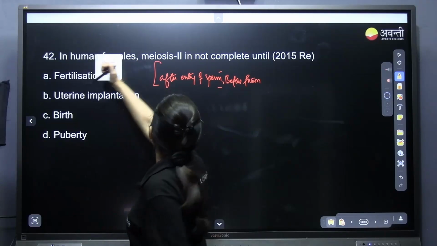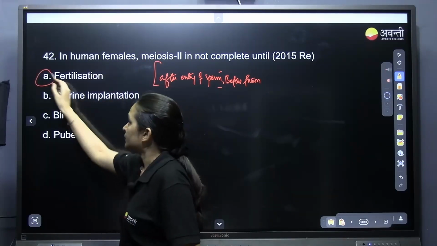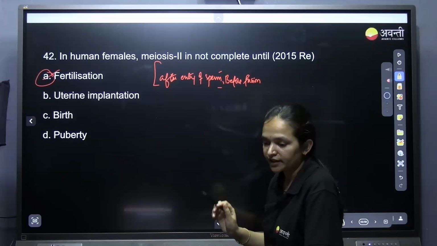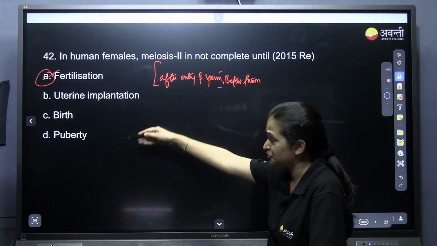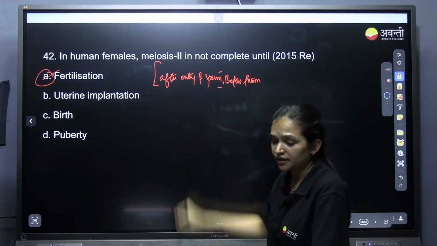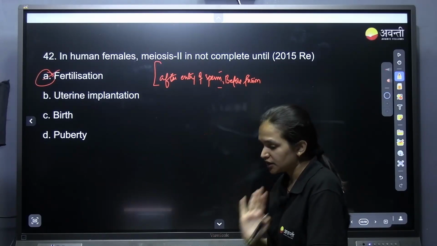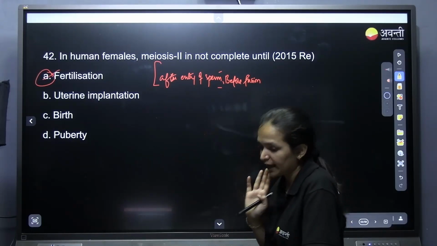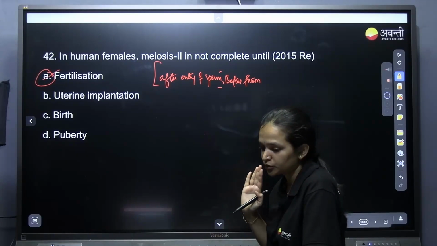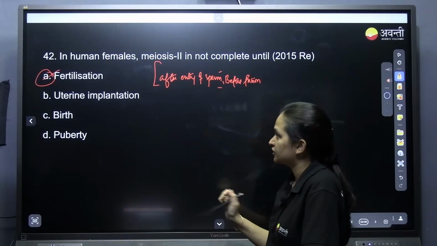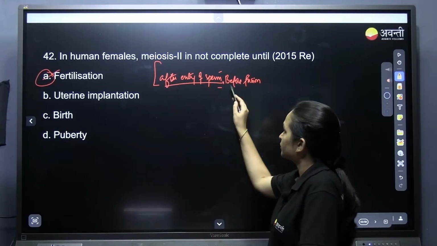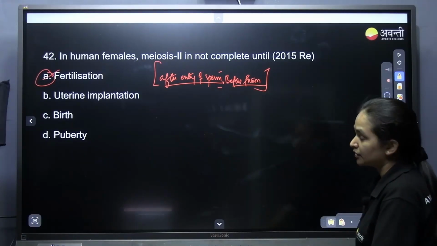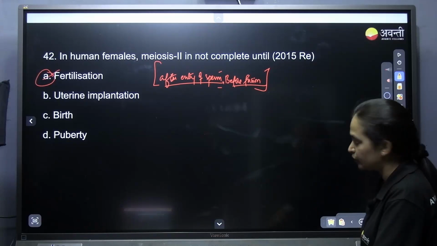Fertilization, 2015 question. Okay, not exactly in the fertilization. You got it right. If we see all the 4 options, we can only take fertilization, but still not fertilization, because for the fertilization to take place, it should be in the haploid condition, which means the meiosis 2 has to happen before the fertilization. So we can say after the entry of the sperm and before the fusion, the human female secondary oocyte undergoes complete meiosis.